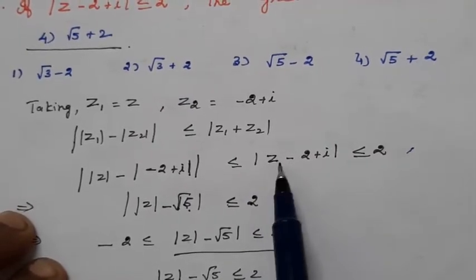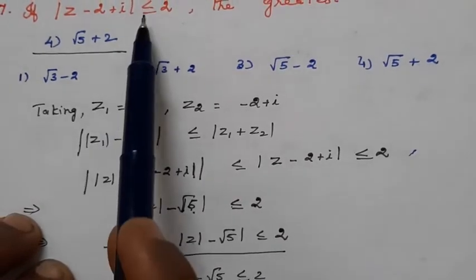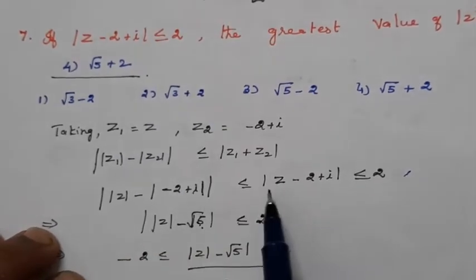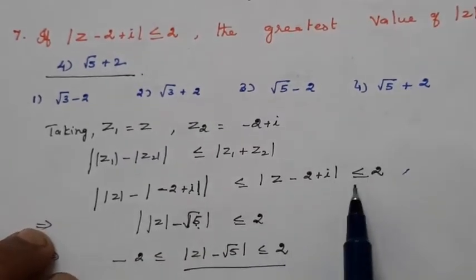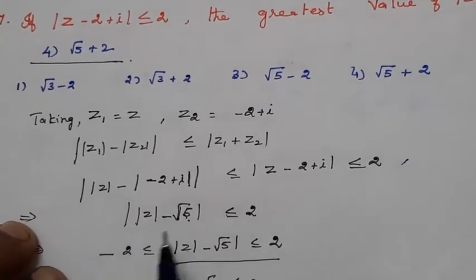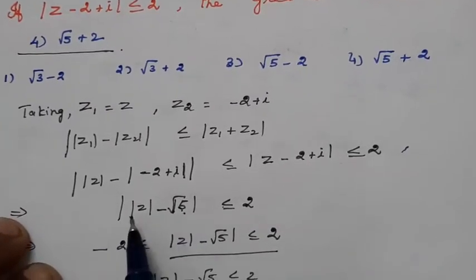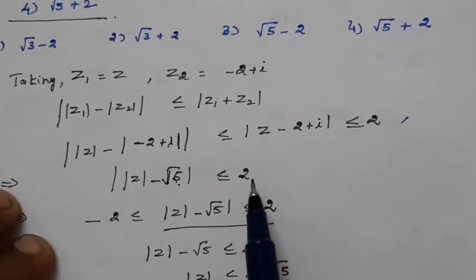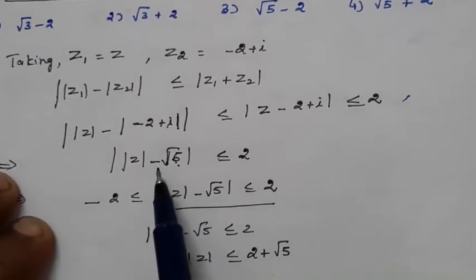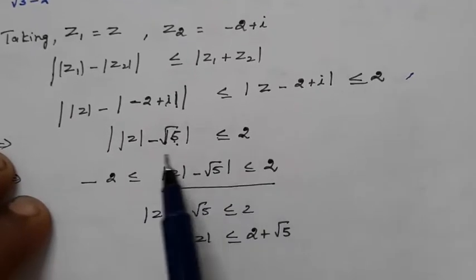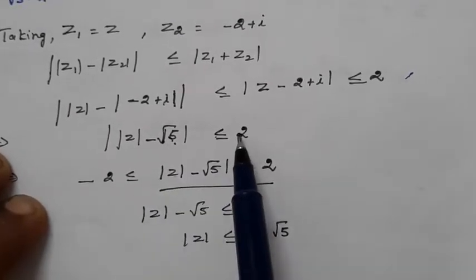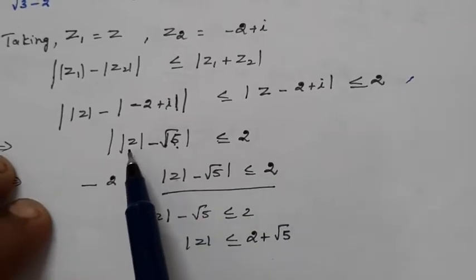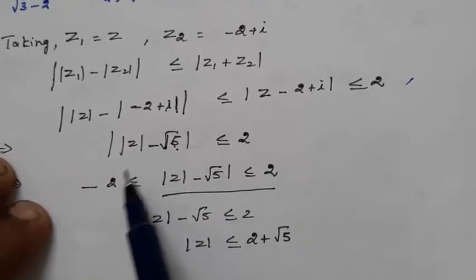But this modulus of z minus 2 plus i is given as less than or equal to 2. So we can replace this quantity by less than or equal to 2. Now whole modulus of z minus, this modulus is root 5, is less than or equal to 2. If a modulus of a quantity is less than or equal to 2, then this quantity lies between its negative and positive value. That means modulus of z minus root 5 lies between minus 2 and plus 2.